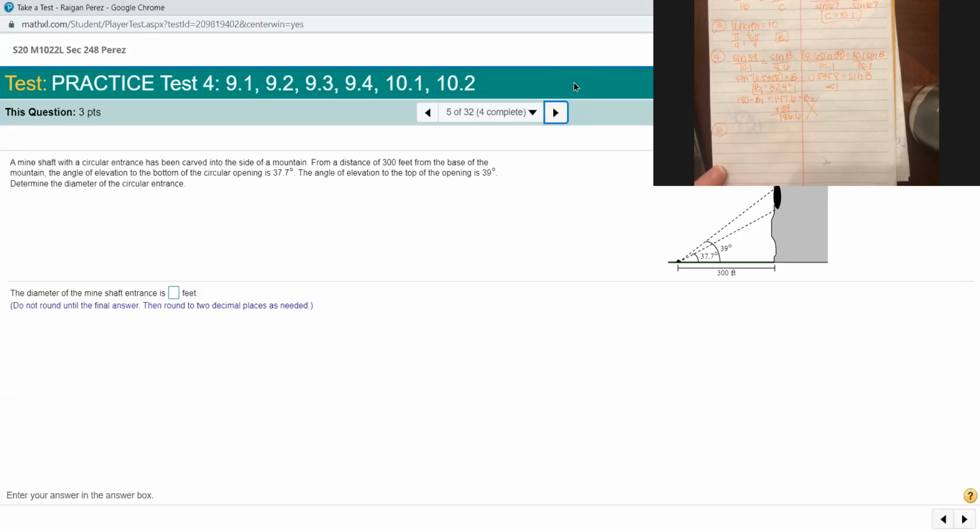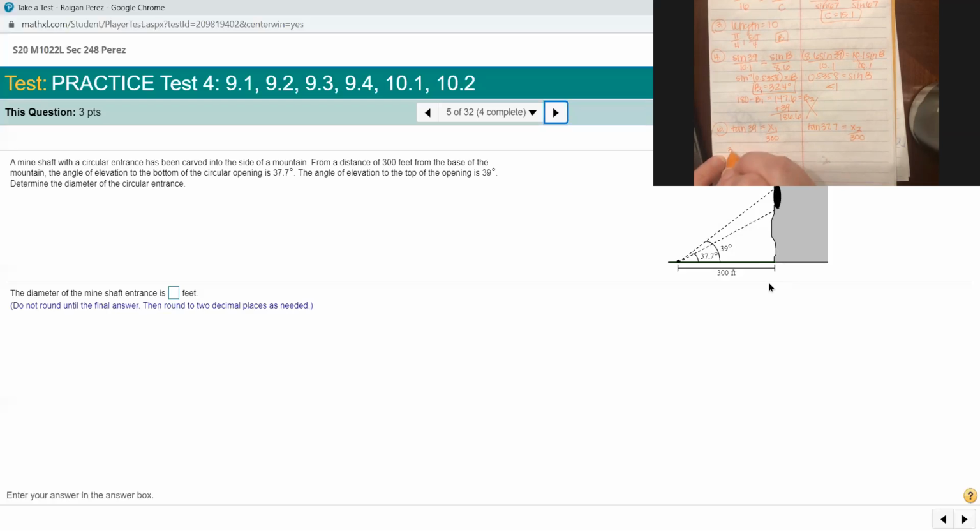So I have adjacent and I'm looking for opposite. So we need tangent. So tangent of 39 is equal to, we'll call it x1, which would be this whole side length right here. And then we'll have to subtract at the end. So x1 over 300 feet. Okay, and then tangent of 37.7 is equal to x2 over 300 feet. So x2 would just be the shorter part. So then we would subtract at the end.